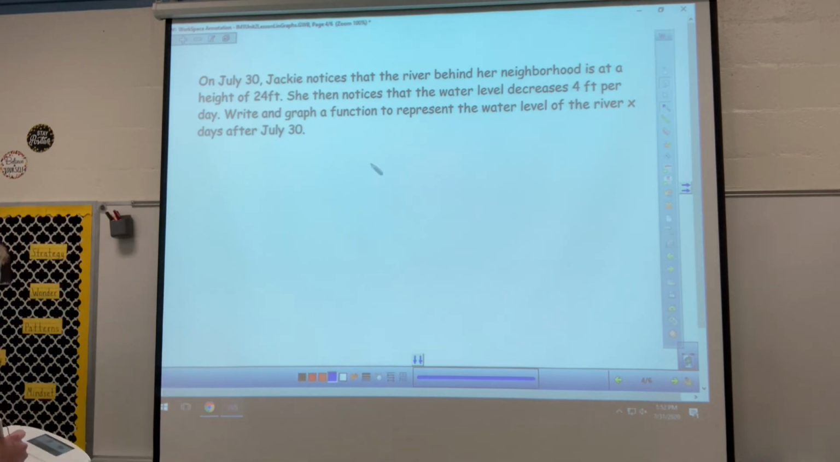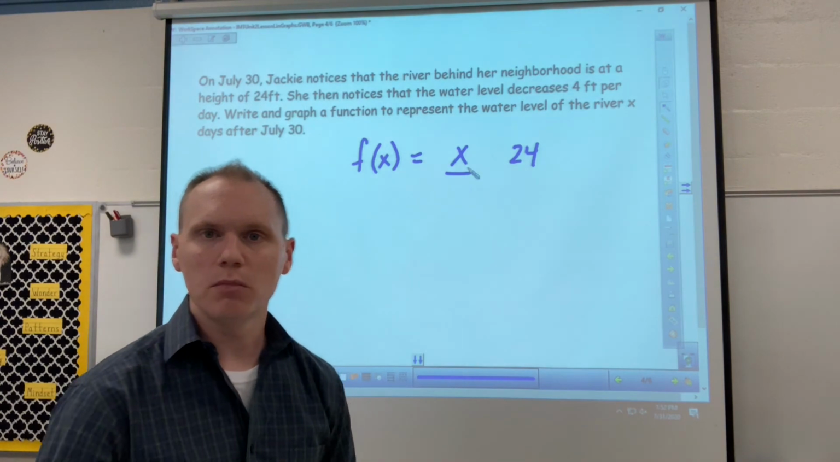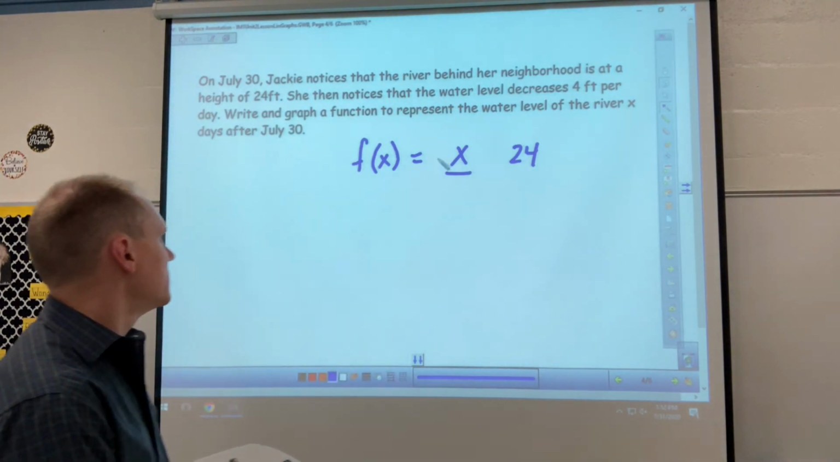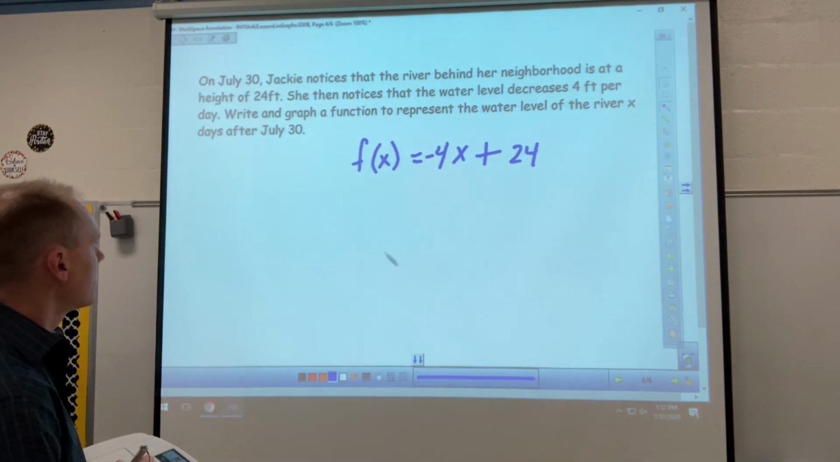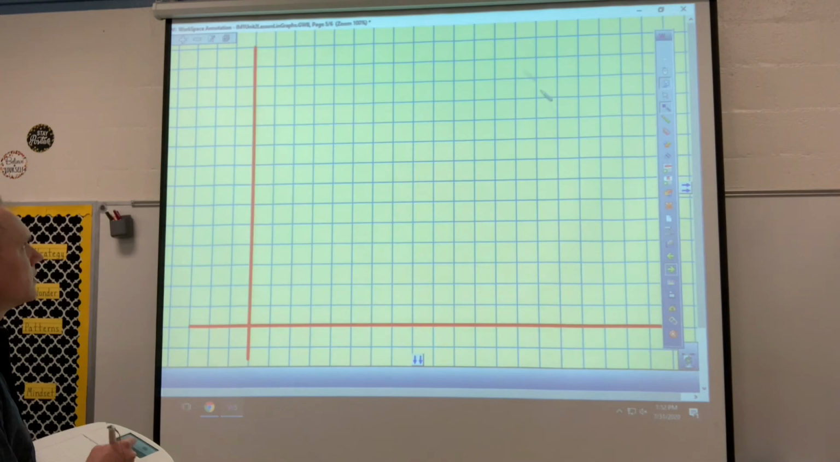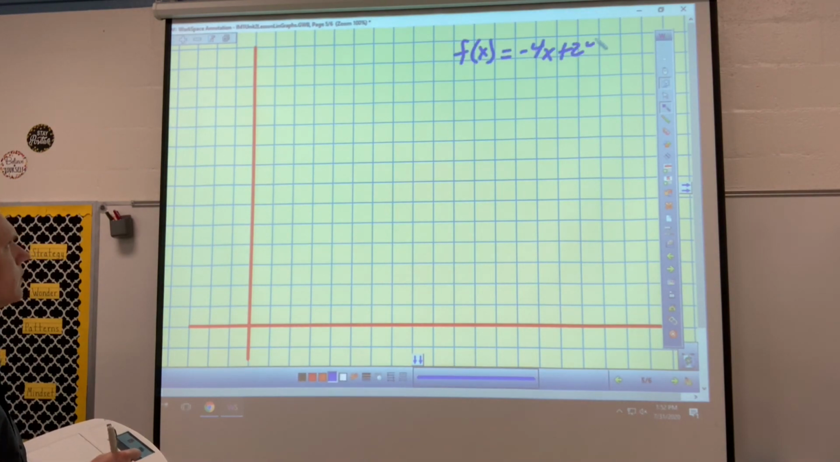Okay, so what's our initial amount? Think about our function here, f of x. Our initial amount is 24, but it's going down 4 feet. So for every increase of 1 in x, it should go down 4. So now we're looking at multiples of -4. So it's going to be -4x plus 24. All right? So let's go ahead and graph this. Again, -4x plus 24.